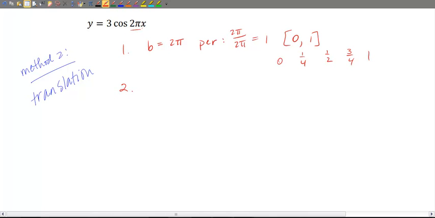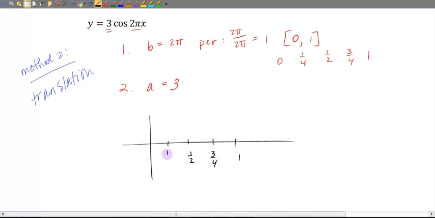So the second thing that I want to identify out of this, now that I know what the period looks like, is the amplitude. The amplitude for this is 3, meaning that I'm going to go up a maximum of 3 and down a minimum of 3. So I can draw this really quickly based on that information. We know this is what my x-axis looks like. We know that I have a height of 3 and a minimum of negative 3.